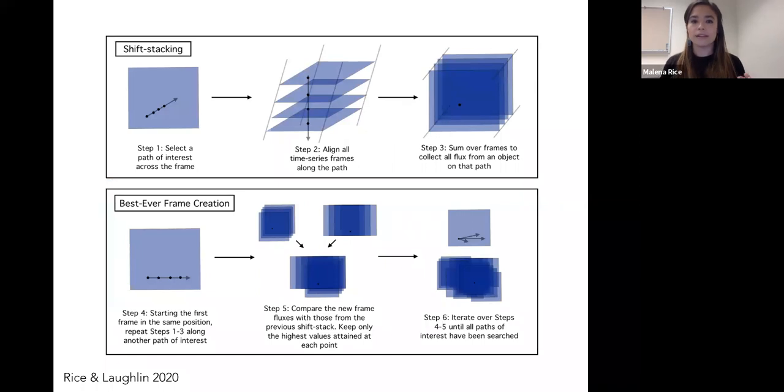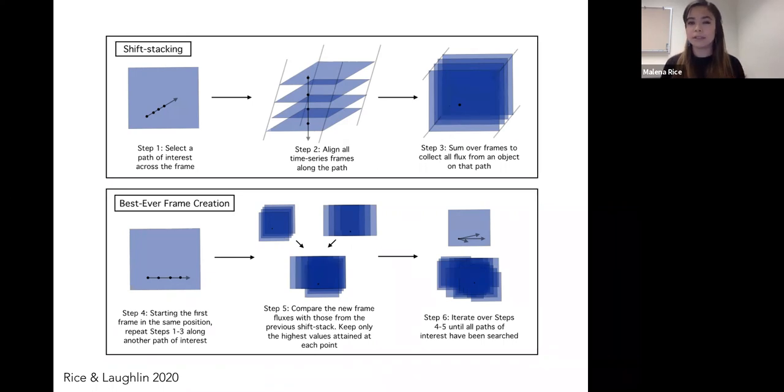And this is showing how we can extract the already known objects, but we want to take this a step further and also find undiscovered objects. And so what we do there is we create something that we call a best ever frame, which is an aggregate frame that retains the highest flux from all of the tested shift stacks at a given pixel. So in order to create this frame, we check all the different paths of interest and find the highest summed flux that is attained along all paths.